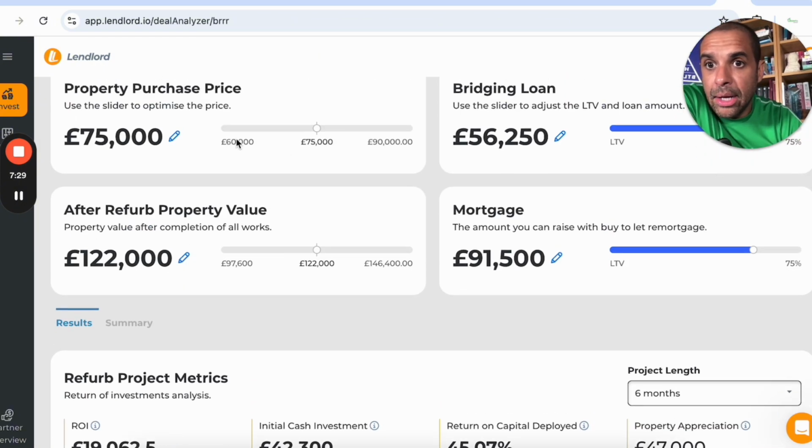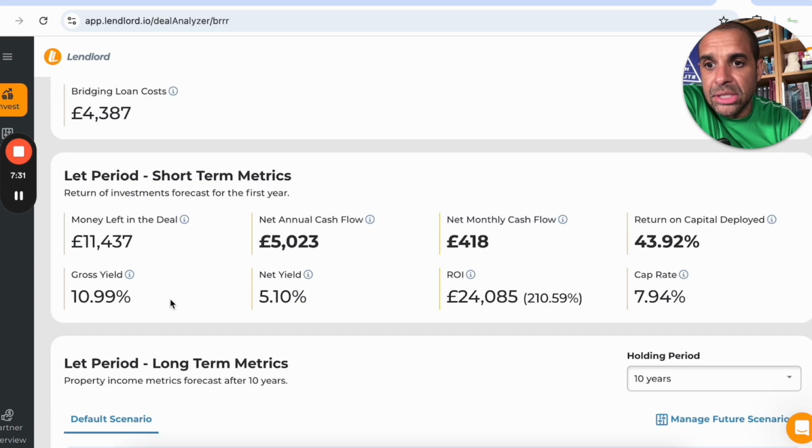But here, off the back of knowing these metrics, how much money's left in the deal, how much cash flow do I get at the end of it, what is my return on capital deployed. This will mean if I've got 11k left in the deal, how much cash I get on that. They're the figures you want to know.